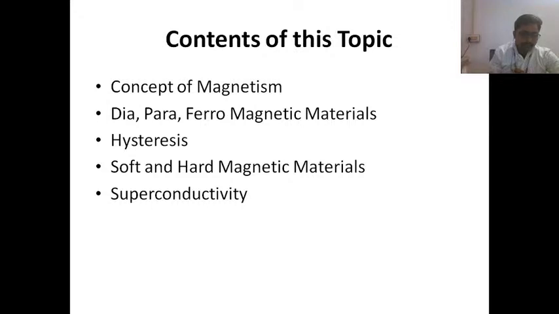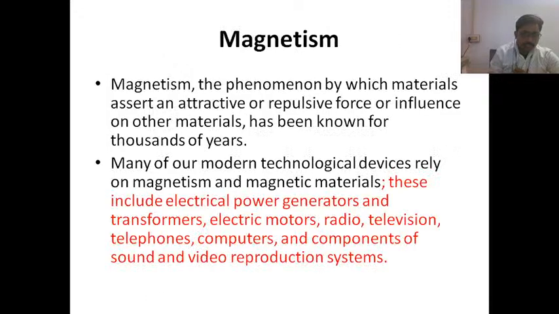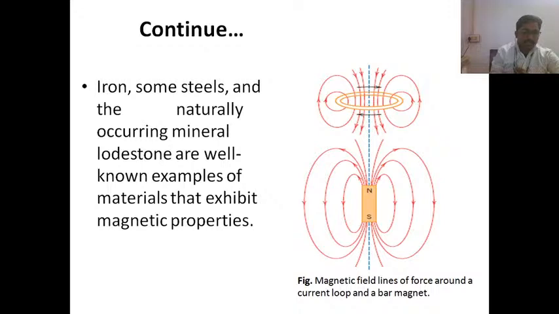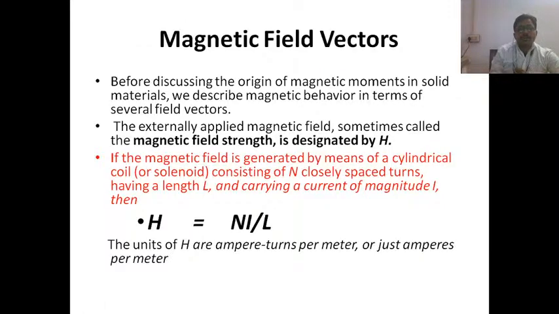Just listen to this lecture and try to understand each and every phenomenon. First of all, what is magnetism? Certain classes of materials show this behavior of magnetism. It is not a new phenomenon. For thousands of years, many materials have been showing this behavior of magnetism, or the magnetic property.